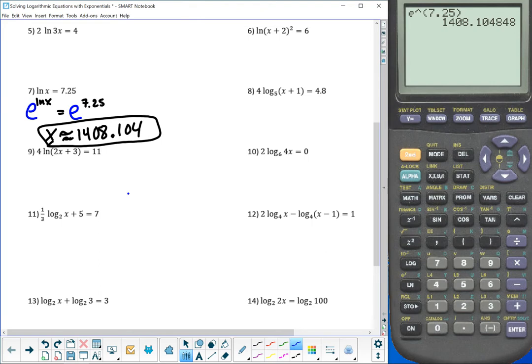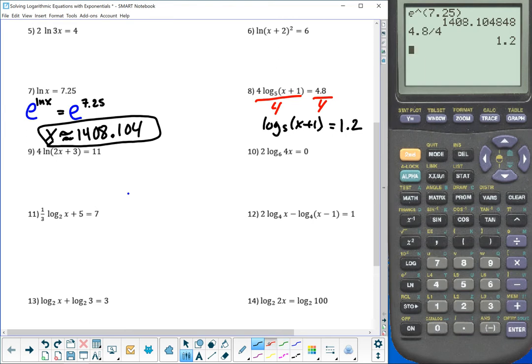Next one right here. This one right here, you're going to have to prep it first. So you are going to have to divide both sides by 4. So you will now have log base 5 of x plus 1 equals 4.8 divided by 4, which gets you 1.2.